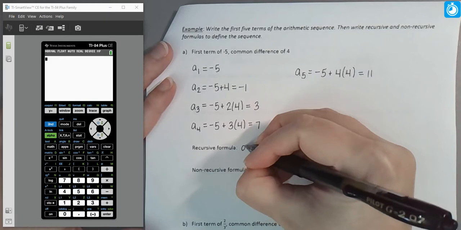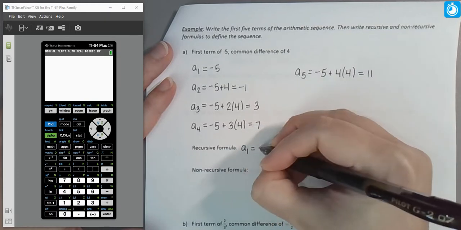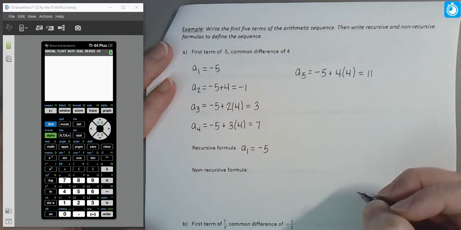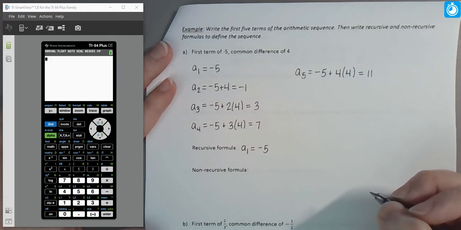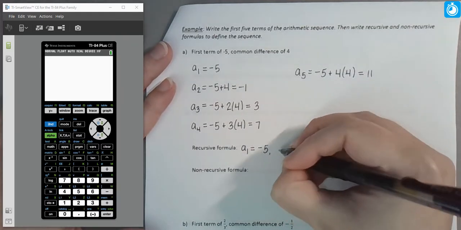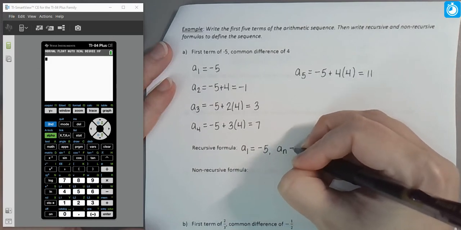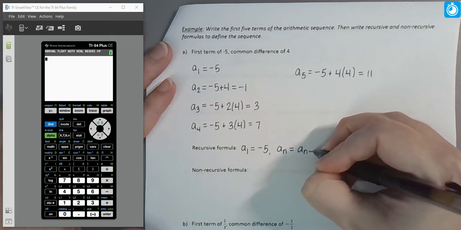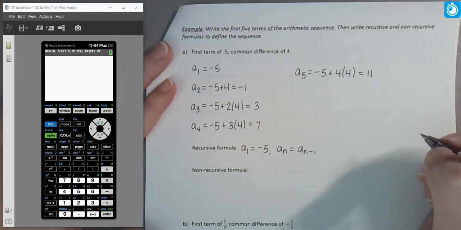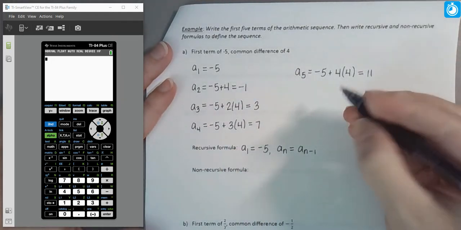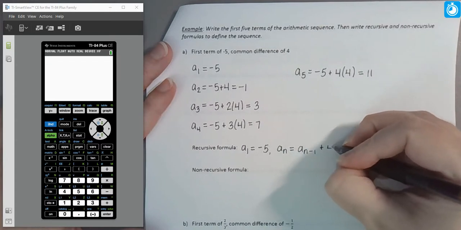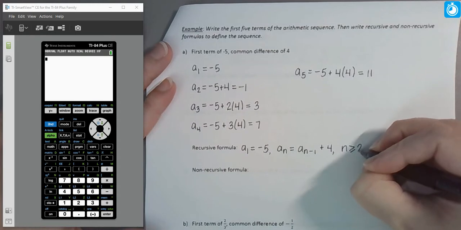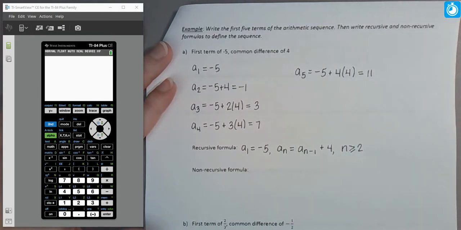So for the recursive formula, we need to indicate first what is a sub 1. That's going to tell us where the sequence starts. We need to know where it starts in order to know how we're going to build. And then the nth term is going to be defined as the term that preceded it, which would be a sub n minus 1, plus our common difference. So plus 4, and this rule applies for any values of n greater than or equal to 2.